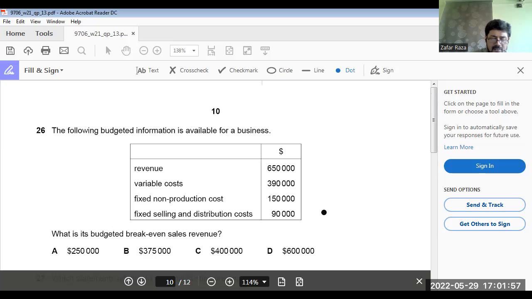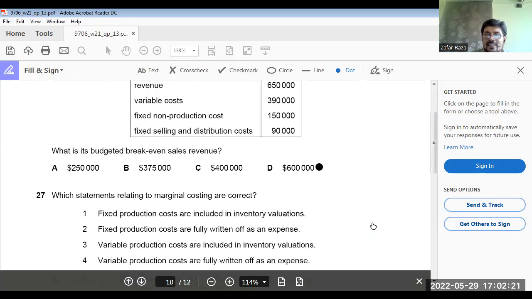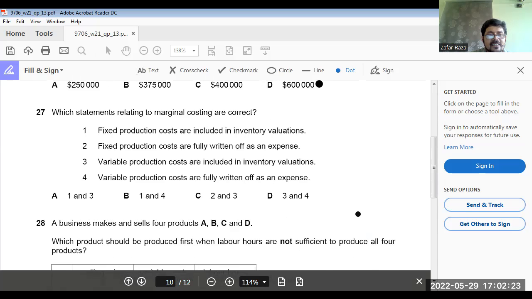Now fixed cost 150,000 plus 90,000 divided by 0.4, 600,000. So that is the answer. Total fixed cost divided by the CS ratio of 0.4 and we get the answer. Okay, 27. Which statement relating to marginal costing are correct?